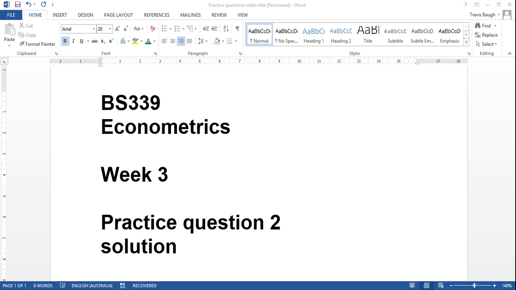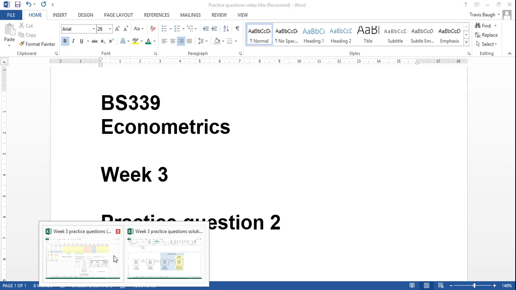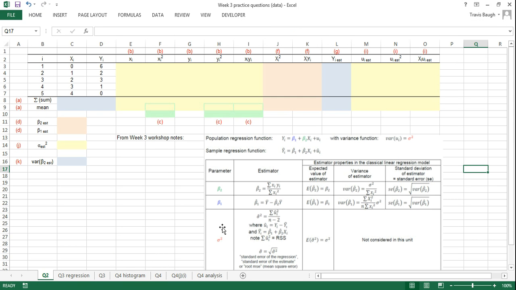Here's a solution to practice question 2 from week 3. Now, this question asks us to complete quite a lot of calculations in this spreadsheet. And just down the bottom here, I've added some extracts from the week 3 workshop notes, which we'll refer to from time to time as we're completing this exercise.